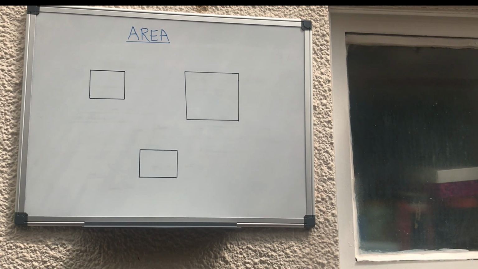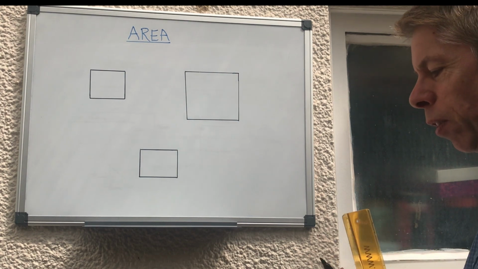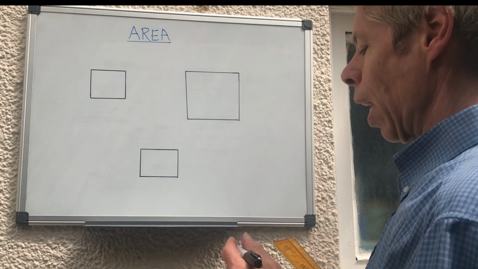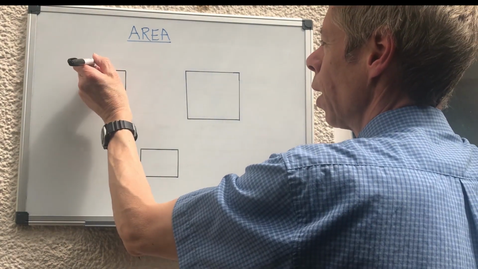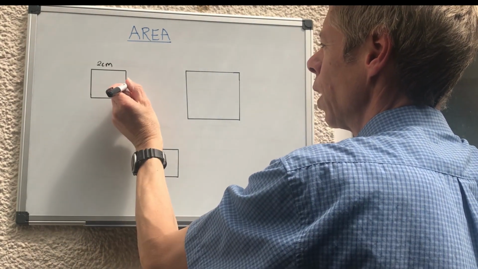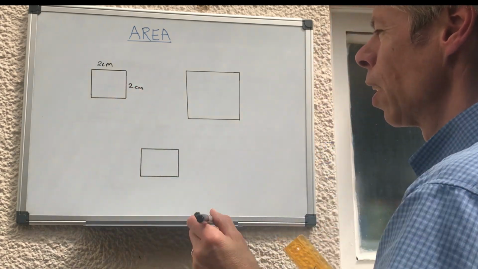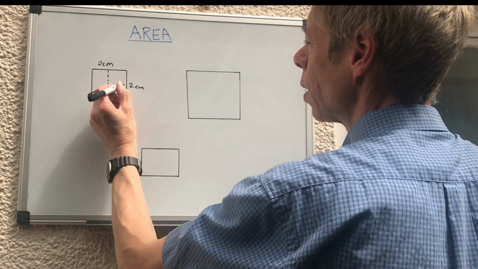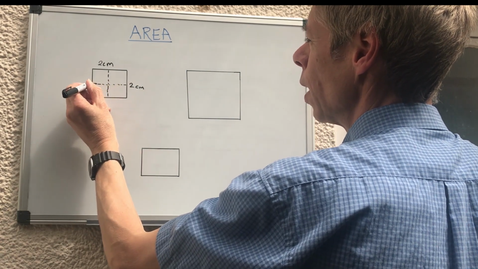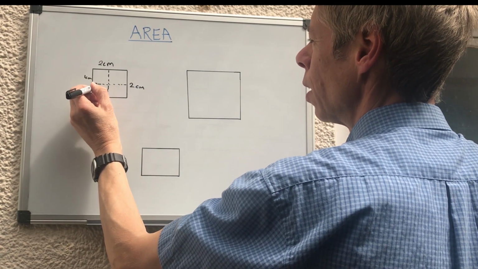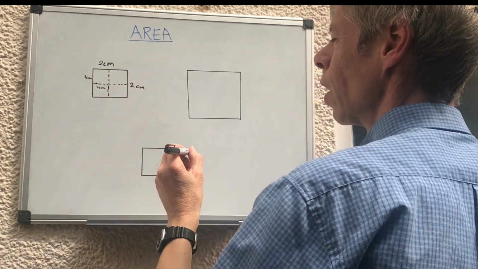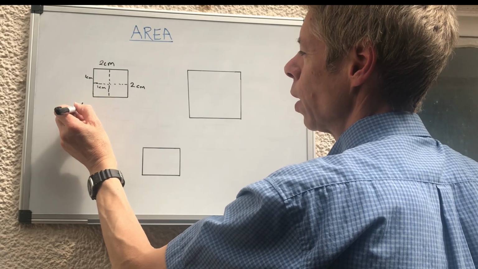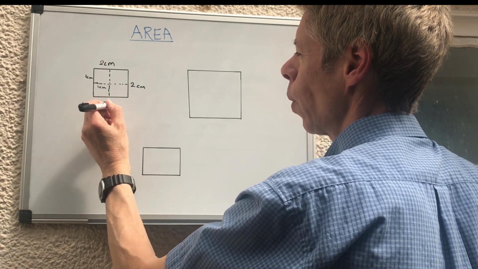Okay, so what is area? Well, area, as I said, is the amount of space it takes up. So how do we calculate it? Well, let's say this shape was 2 centimetres long. It's a square by 2 centimetres. That means you could divide it up into squares. Each square is 1 centimetre times 1 centimetre. So that means there are 4 squares, so the area is 4 centimetres squared.